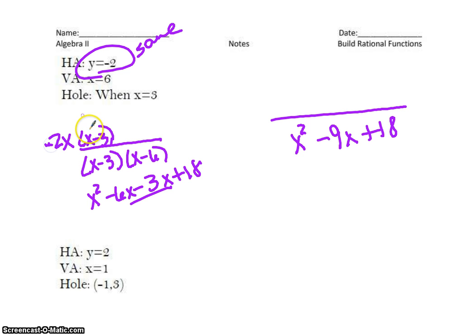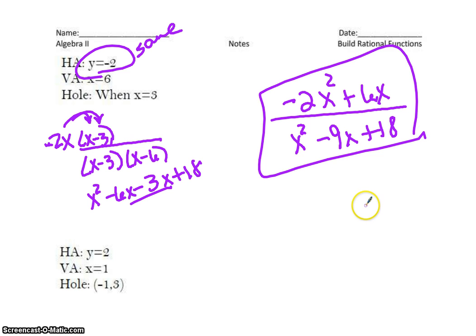So I'm going to take this negative 2 and distribute it, and I'm going to get negative 2x squared plus 6x, and that's going to be my answer.